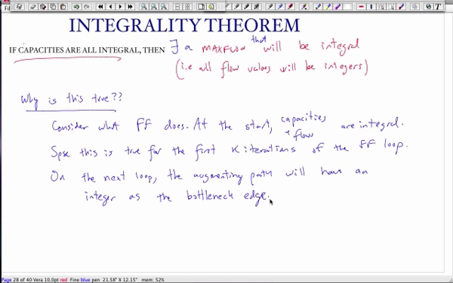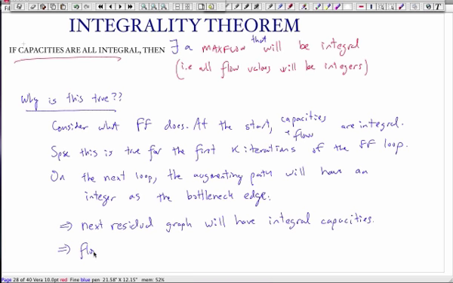So if the bottleneck edge is an integer, that means that the next residual graph, as you subtract that integer from each of the integral capacities on the edges of the graph so far, will have integral capacities. Because this augmenting path had an integer as the bottleneck, when we push flow across it, the residual graph will just be adding or subtracting integers to values that are already integers, so those will all be integral. And also, the flow will be integral.